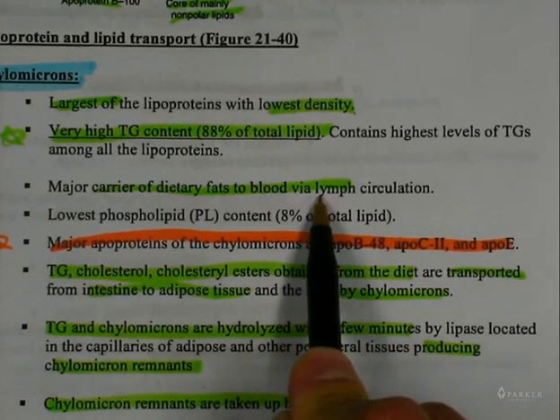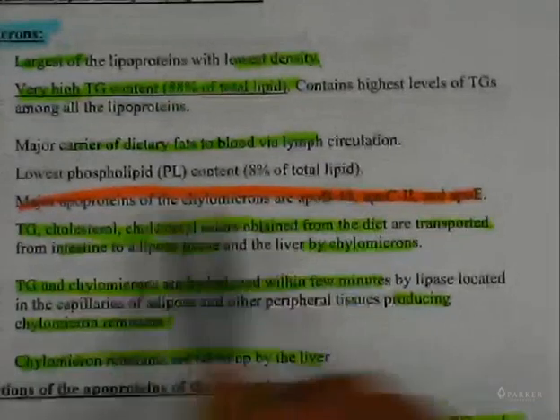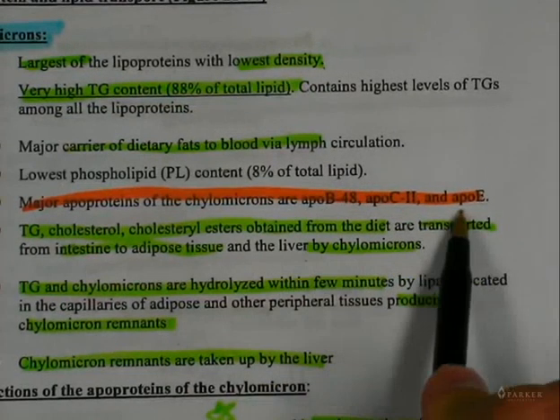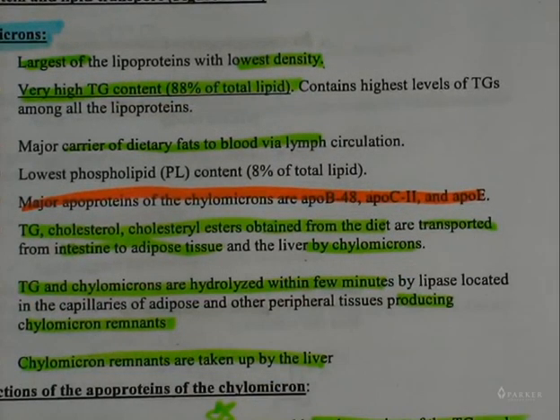So primarily via lymph, but their major apoproteins are B48, C2, and E. We talked about them. B48: assembly and secretion of fats and detection by LDL receptors. APOC2: activation of lipoprotein lipase. And APOE is the ligand for binding LDL receptors. That's the only three they have. That's all they care about. They pick up, they drop off, and they go back home.